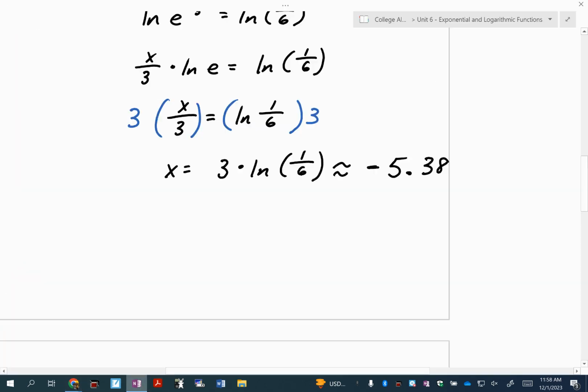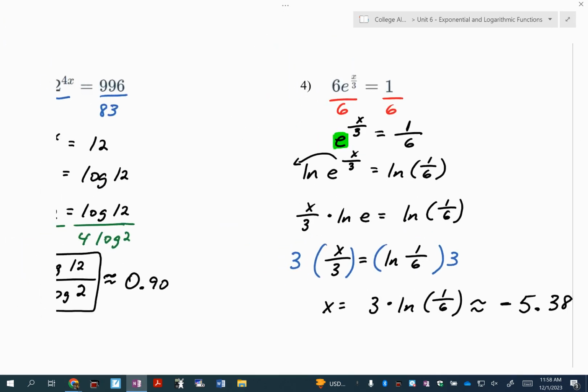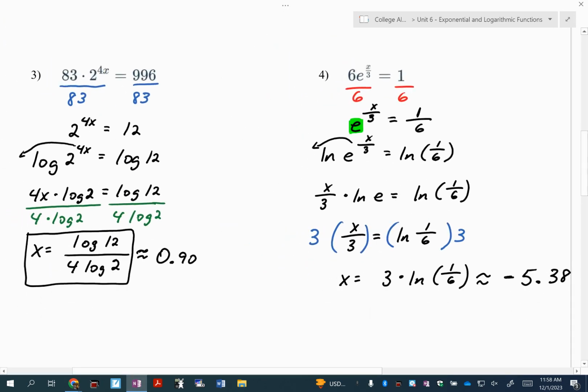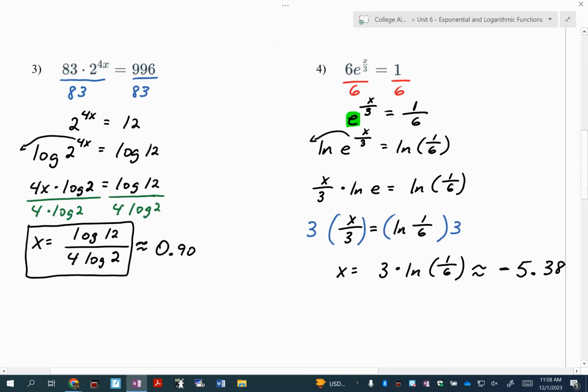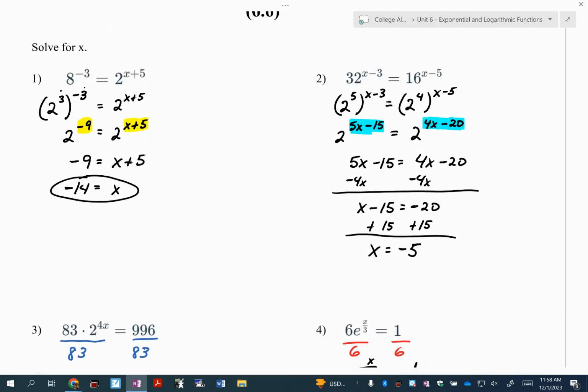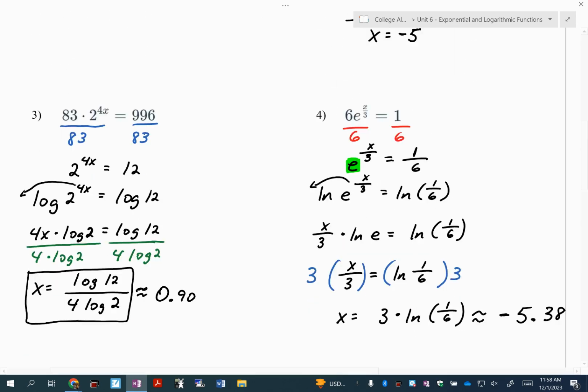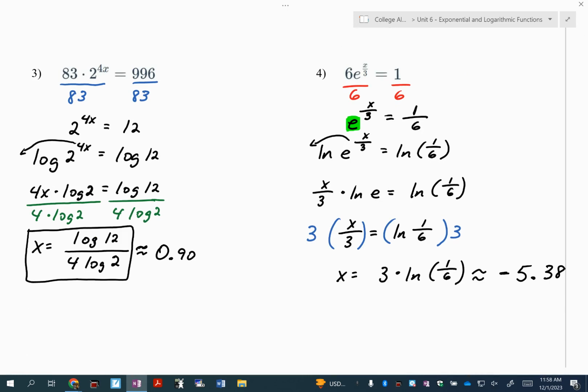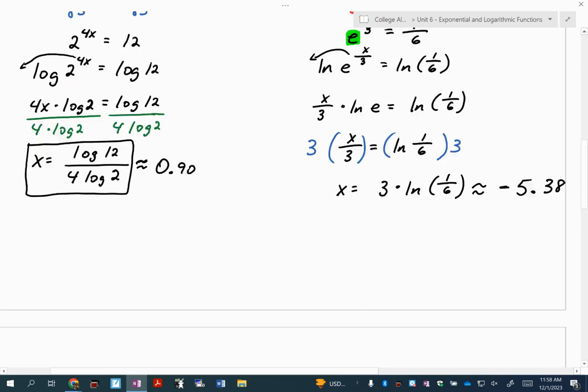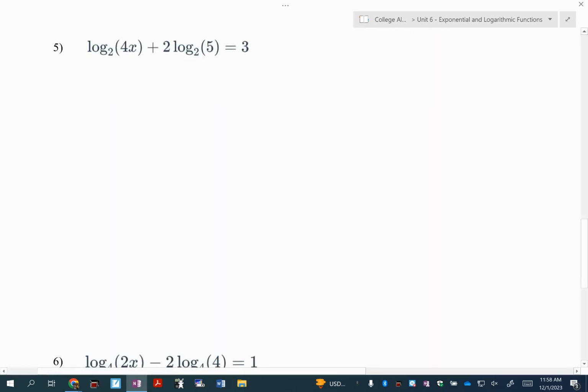All right, so that's it for trying to rewrite. The first 2, we rewrote the bases with the same base. The next 2, we were unable to do that, so I took the logarithm of both sides. In number 3, I used a common logarithm. In number 4, I used the natural logarithm. So now my last 2 are going to be solving logarithmic equations.